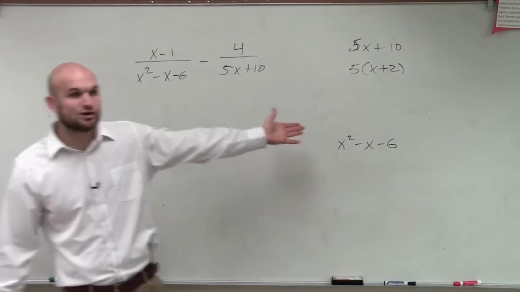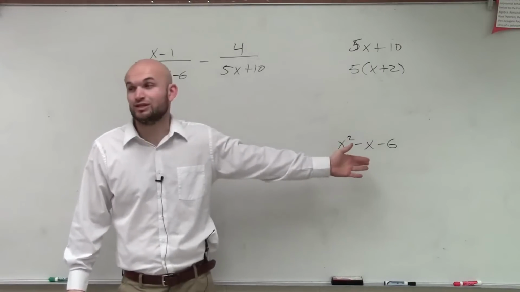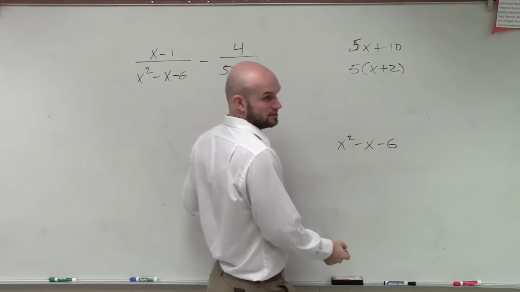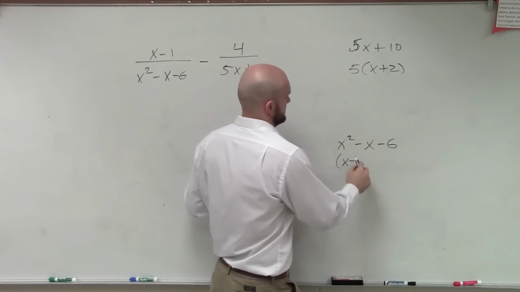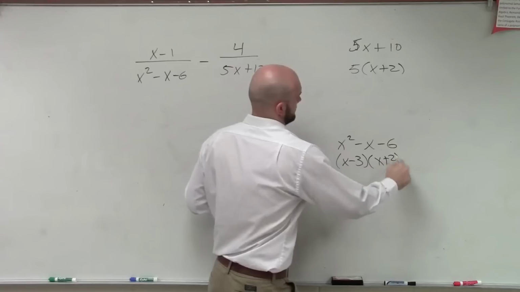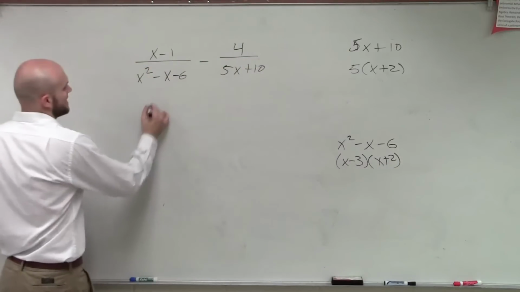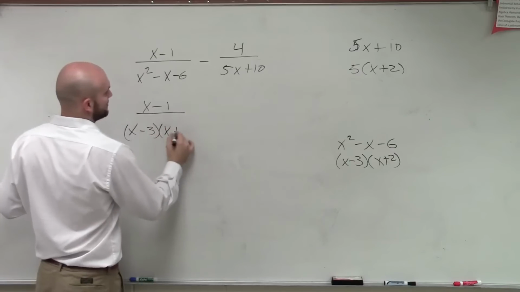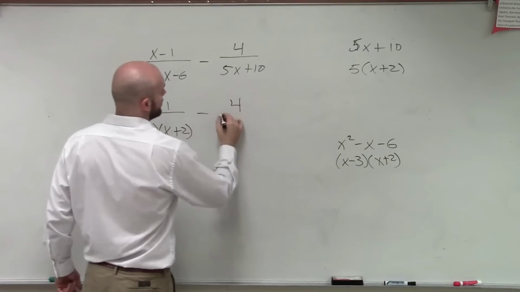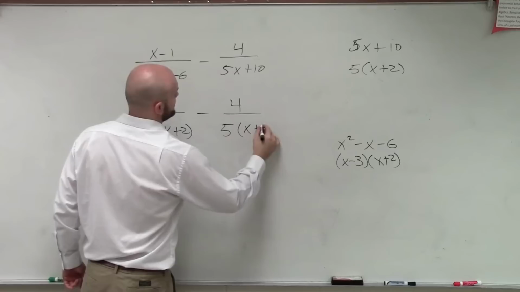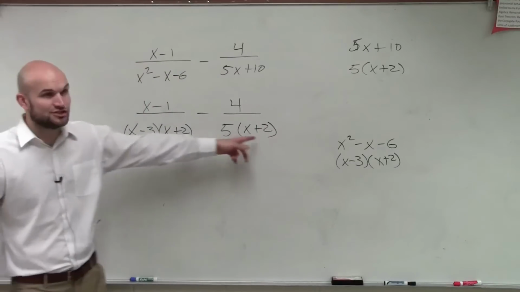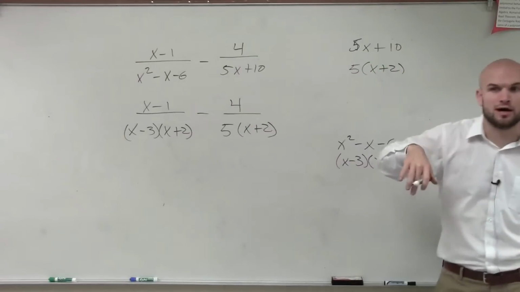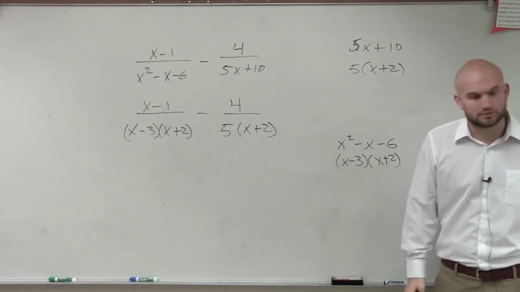How about this one? This is a trinomial, right? Remember, we have to get really good at factoring trinomials. So we know that this one is x minus 3, x plus 2. Good. Now let's rewrite it. So we have x minus 1 over x minus 3 times x plus 2, minus 4 divided by 5 times x plus 2. Now do you guys notice that they actually share something, right? So that means I don't have to always multiply the two denominators by each other.